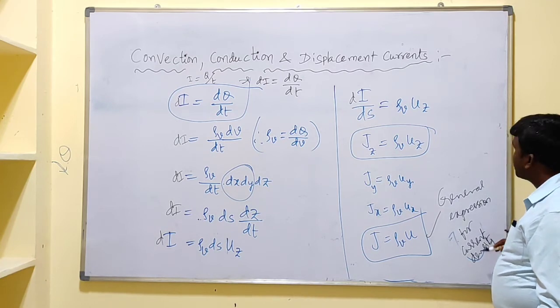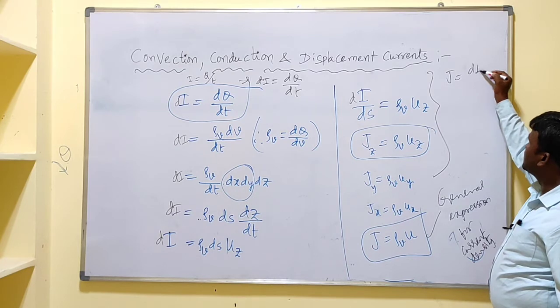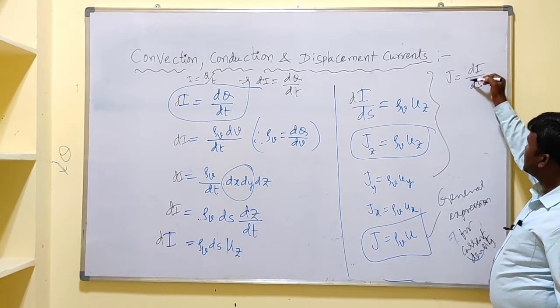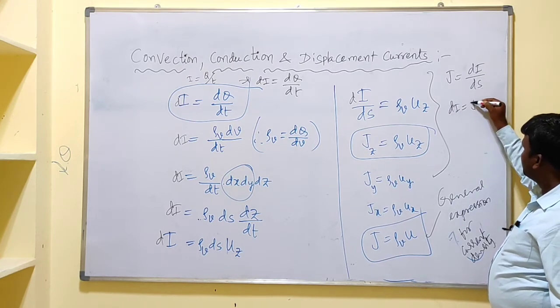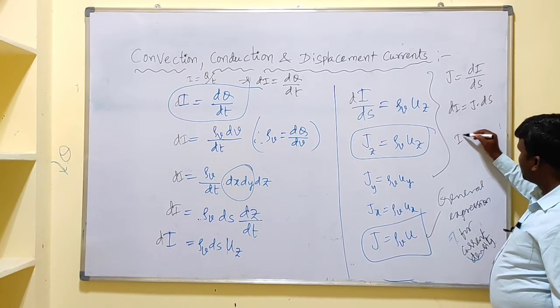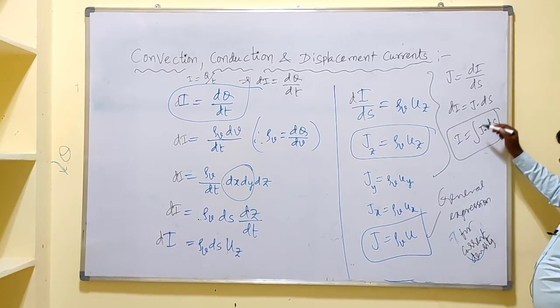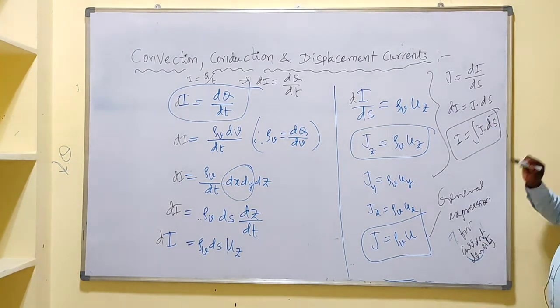The relationship between current and current density: current density is current per unit surface area. If this area changes, current changes. That's why J equals di by ds, then di equals J dot ds, and I equals the integral of J dot ds. Remember one thing: current is a scalar quantity, whereas current density is a vector quantity.